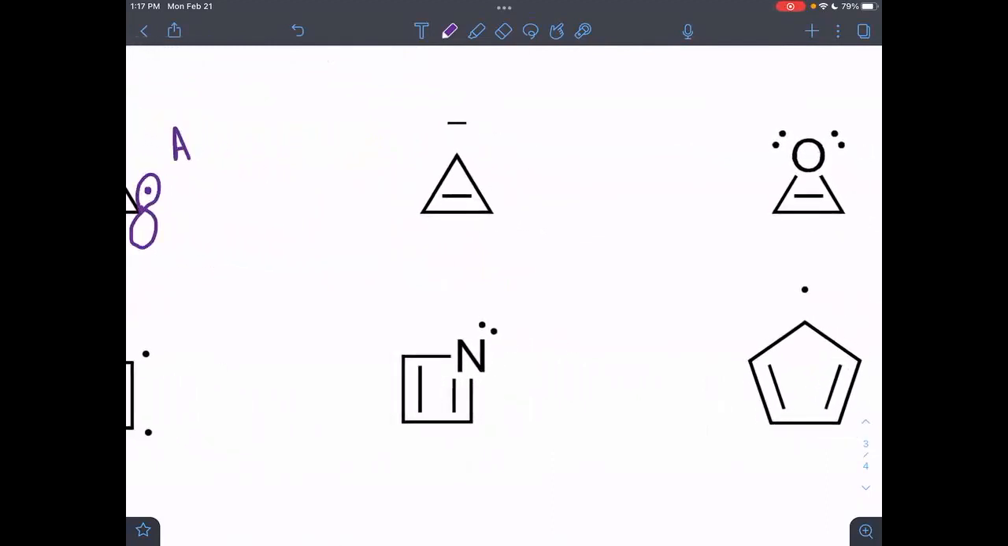Okay, triangle with a lone pair. What do we think? It's anti because there's 4 pi electrons. When we have a lone pair on a carbon, it's sp2 hybridized and the lone pair donates 2 pi electrons. So we have 2 from this double bond in the bottom and we have 2 from the lone pair on top.